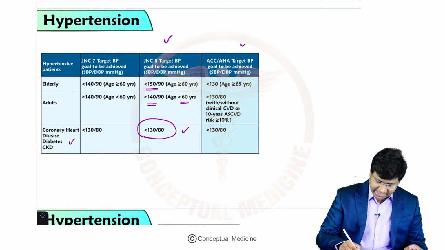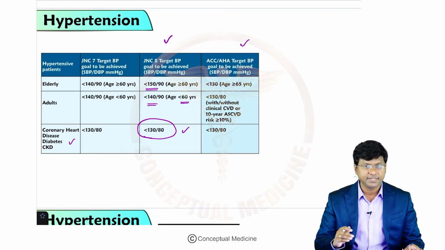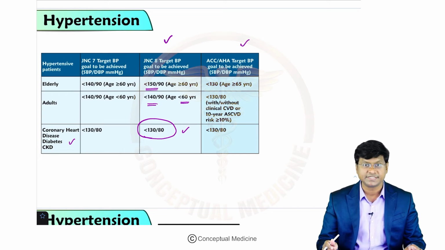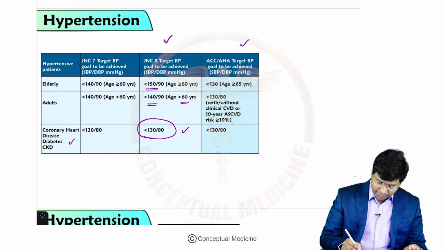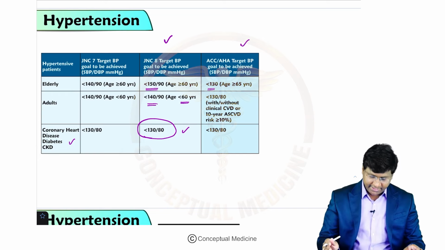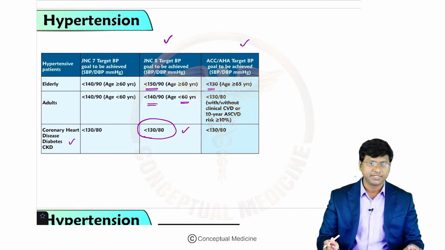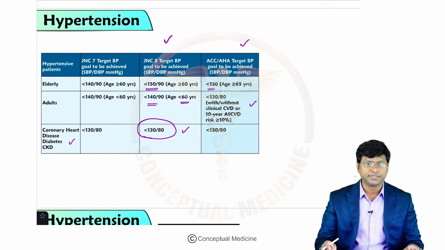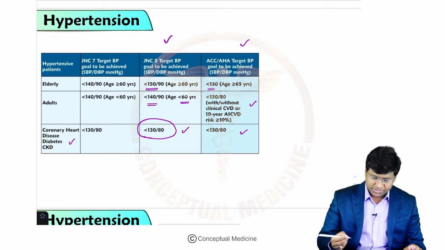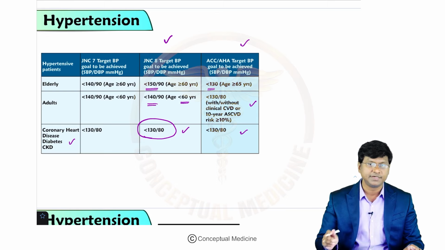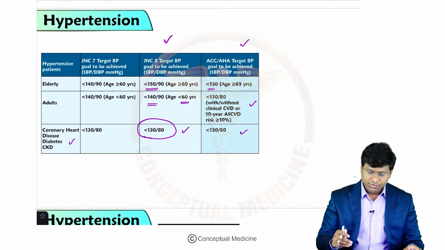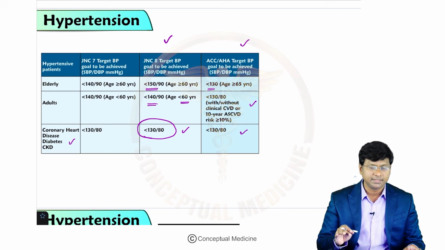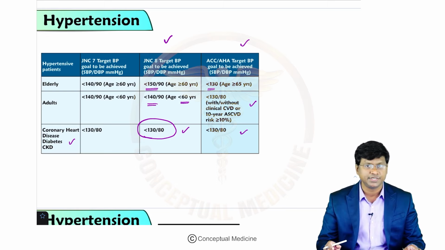And the American Heart Association has given slightly different guidelines in 2017. So according to the AHA guidelines, in elderly the blood pressure should be less than 130/80, and even in adults the blood pressure should be less than 130/80, and in those individuals who have the risk factors also the blood pressure should be less than 130/80. So whatever might be the age group, the blood pressure should be less than 130/80 according to the American Heart Association target blood pressure goal.